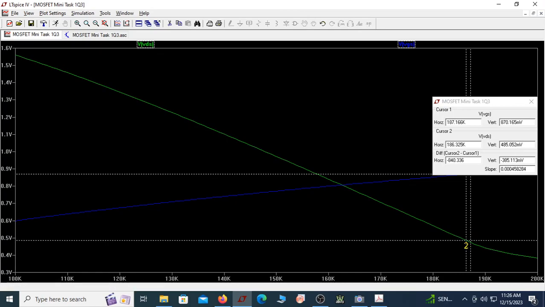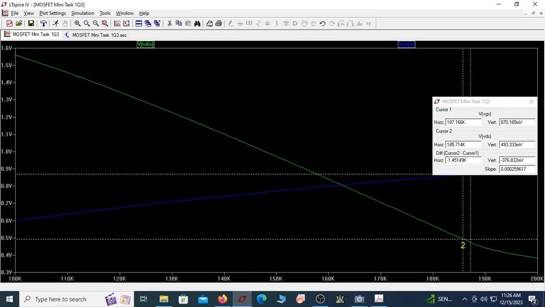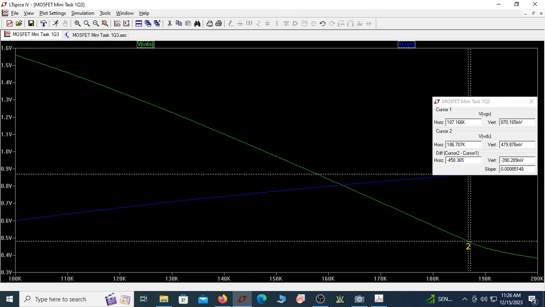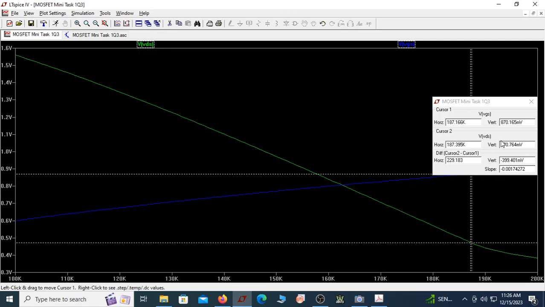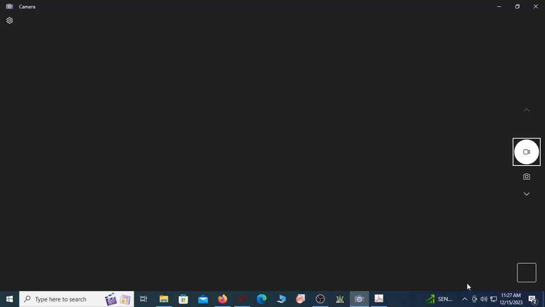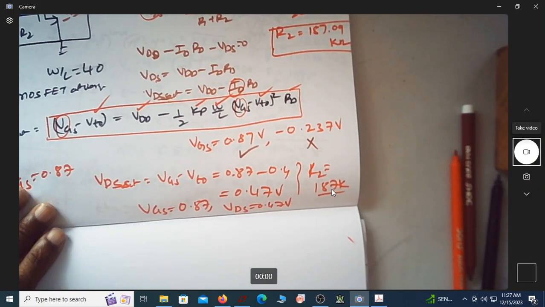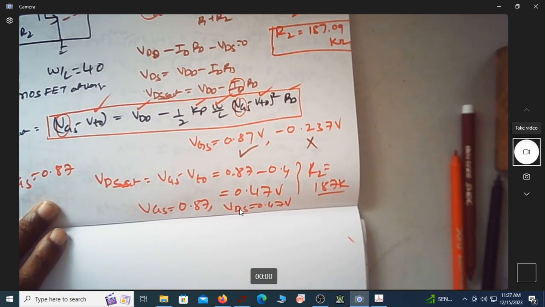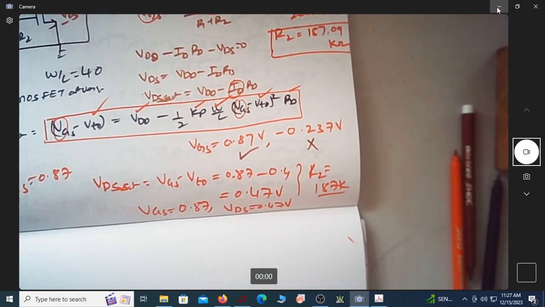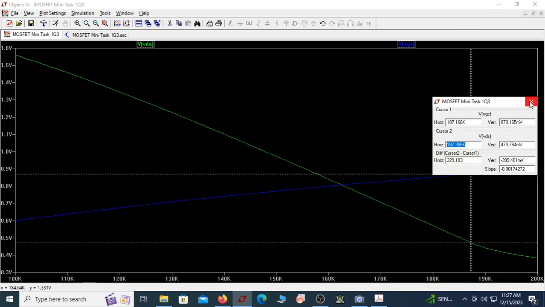So let me just make it somewhere here. This you are looking at 0.47. Can you see? This is 0.47 and the resistance is almost 187K. So this way we are able to verify that over here we found that when the value of R2 is 187K, VGS is 0.87 whereas VDS is 0.47. Okay, thank you. We will see the further problems in the coming videos.